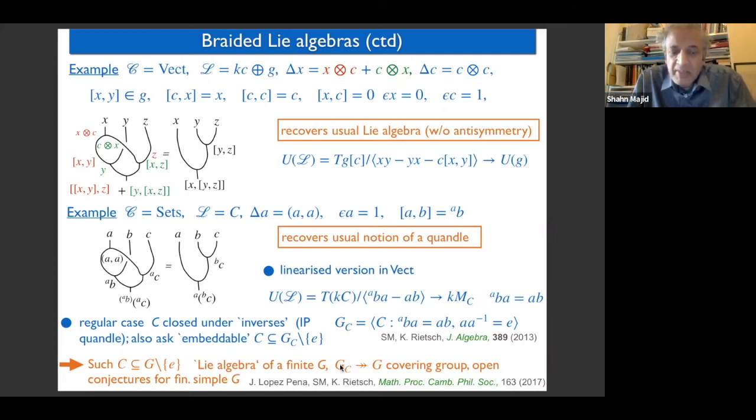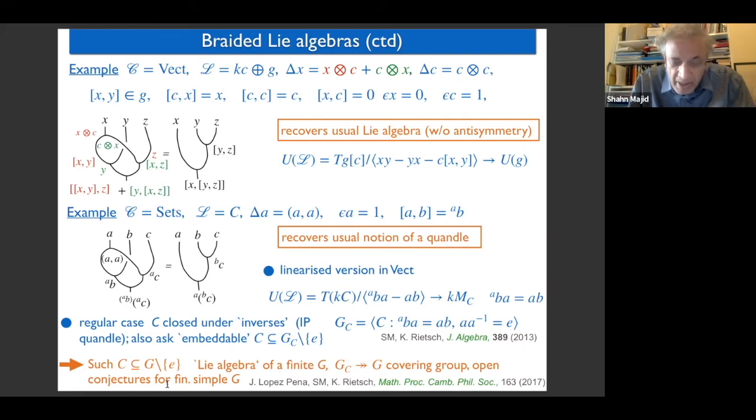So this is very similar to the idea that if you start with a Lie group and you take the Lie algebra and then you take the associated group with pi one trivial of the Lie algebra, that would be a covering group. So the same thing happens here, and you can prove results about the cohomology. It's also in this paper.